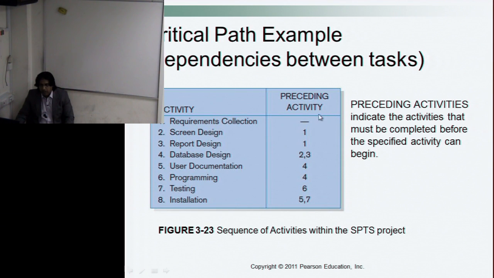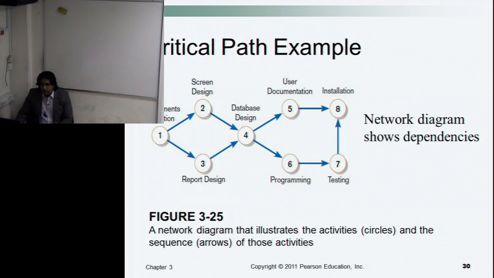Okay. Now, if we are given the specified activities and the preceding activities, we can draw the network diagram, right? Now, if you look at this, these circles are showing us the activities. Okay?